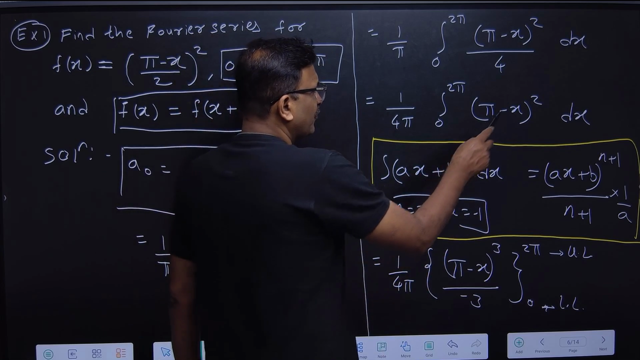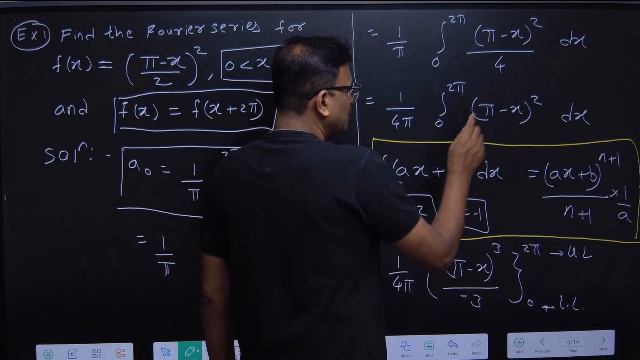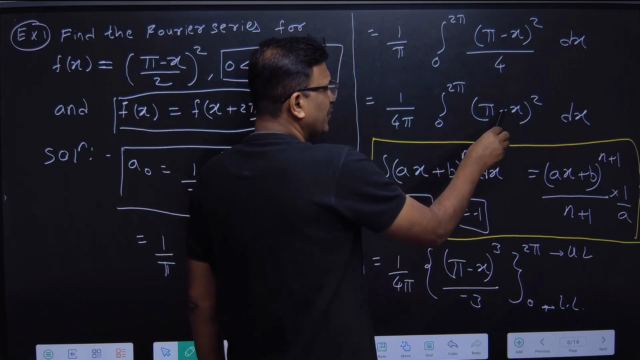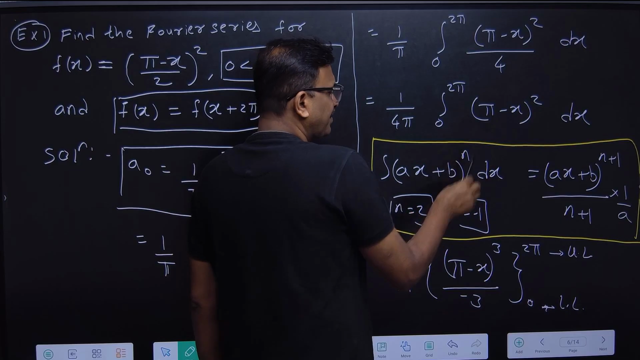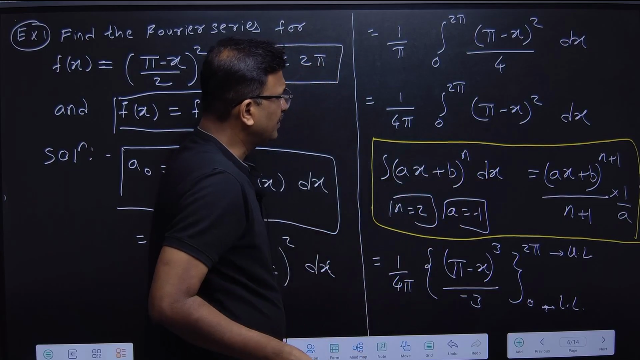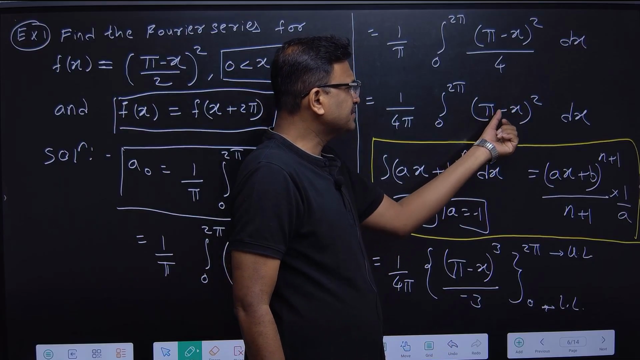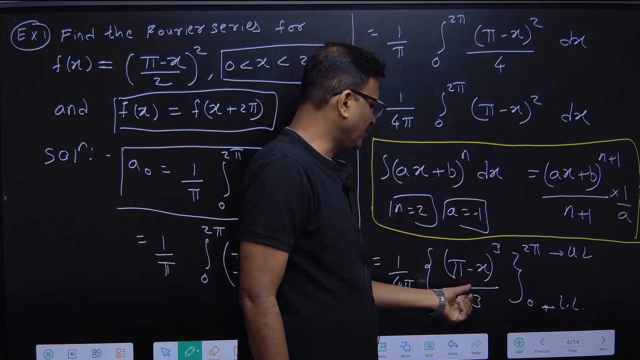So if you compare this formula here, in place of n it is 2, in place of ax plus b it is pi minus x. A, remember, is the coefficient of x. A is minus 1, b is pi here, and n is 2. So if you integrate this pi minus x the whole square using this formula, it becomes pi minus x raised to 2 plus 1 upon 2 plus 1.